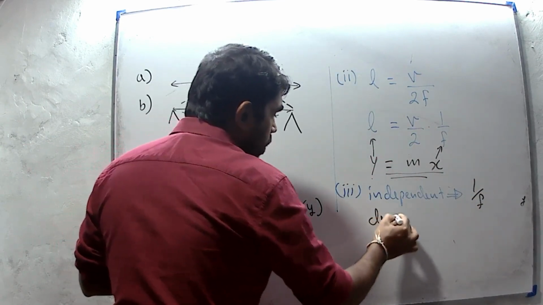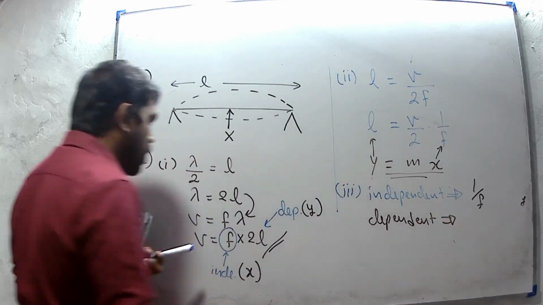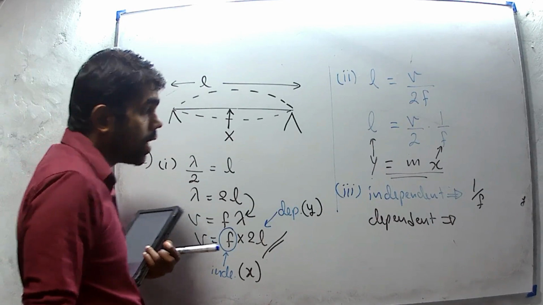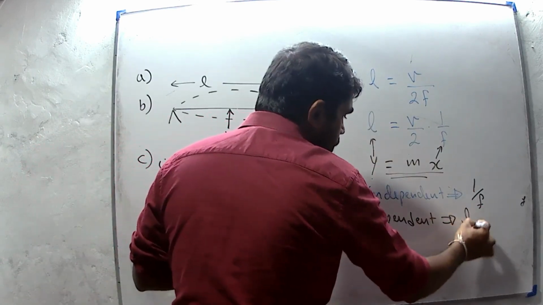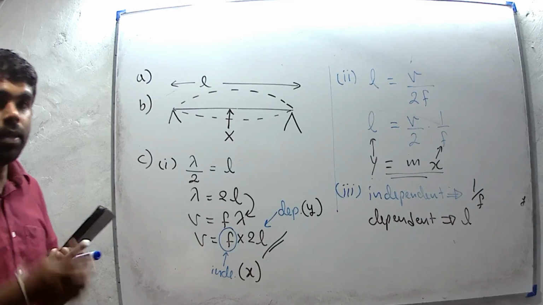Dependent variable is the physical quantity we have considered on the y-axis. It is L. Independent variable 1 over F. Dependent variable L.